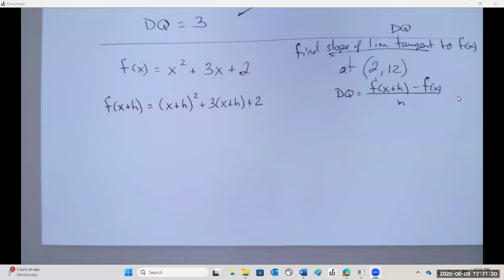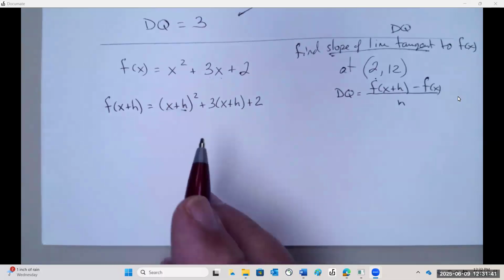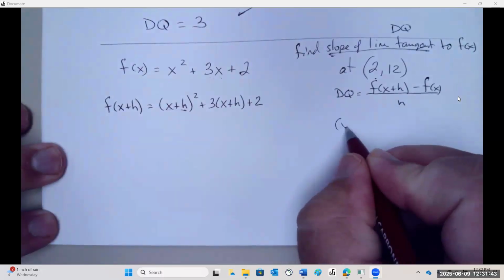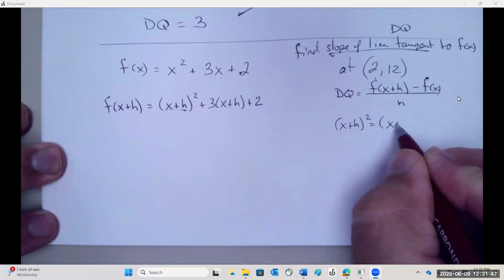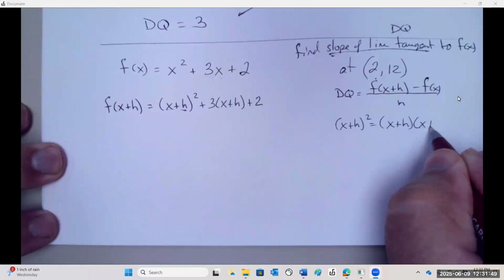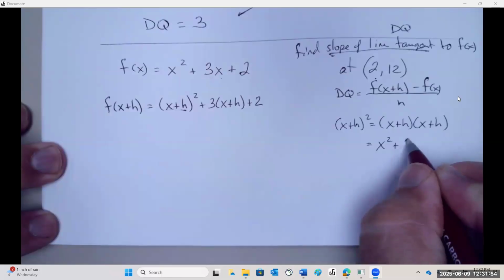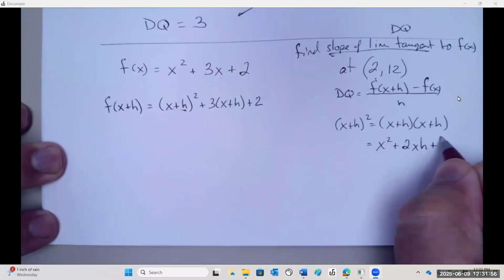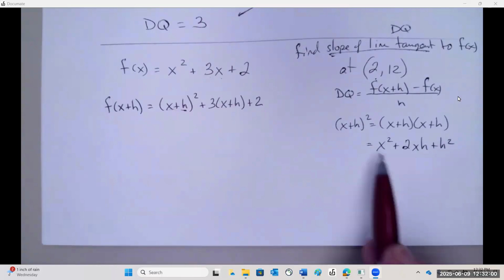So what's the first thing you gotta do? Where x plus h, the square x plus h. So x plus h squared becomes x plus h times x plus h, which is x squared plus 2xh plus h squared. Foiling.